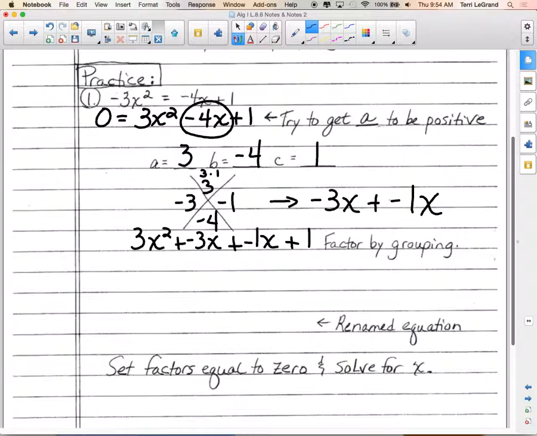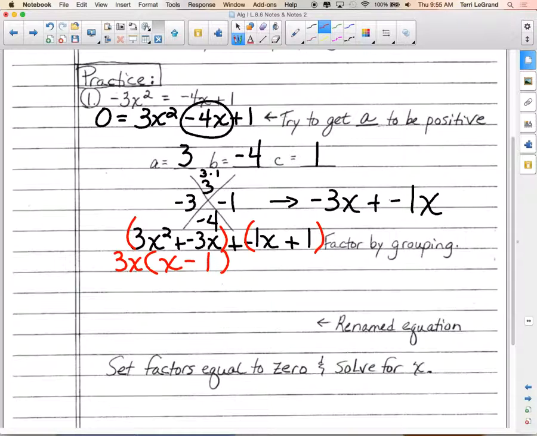Replacing the negative 4x, and now we're going to factor by grouping. All stuff we did back in chapter 7. What's the GCF of the first group? 3x. What's the resulting factor? X minus 1.